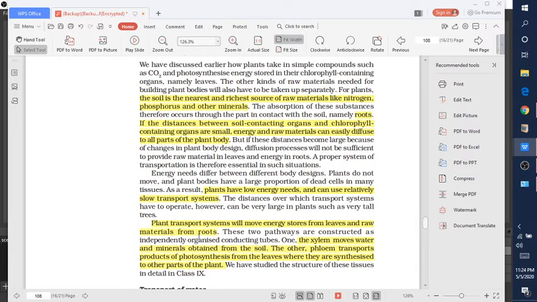There are two major vascular tissues present for the transportation system in plants, that is the xylem and the phloem. Xylem moves the water and minerals obtained from the soil, and the phloem transports the product of photosynthesis from the leaves, where they are synthesized, to other parts of the plant. So xylem moves water and minerals from the soil, and phloem transports the product of photosynthesis, that is glucose, from the leaves to other parts of the plant.